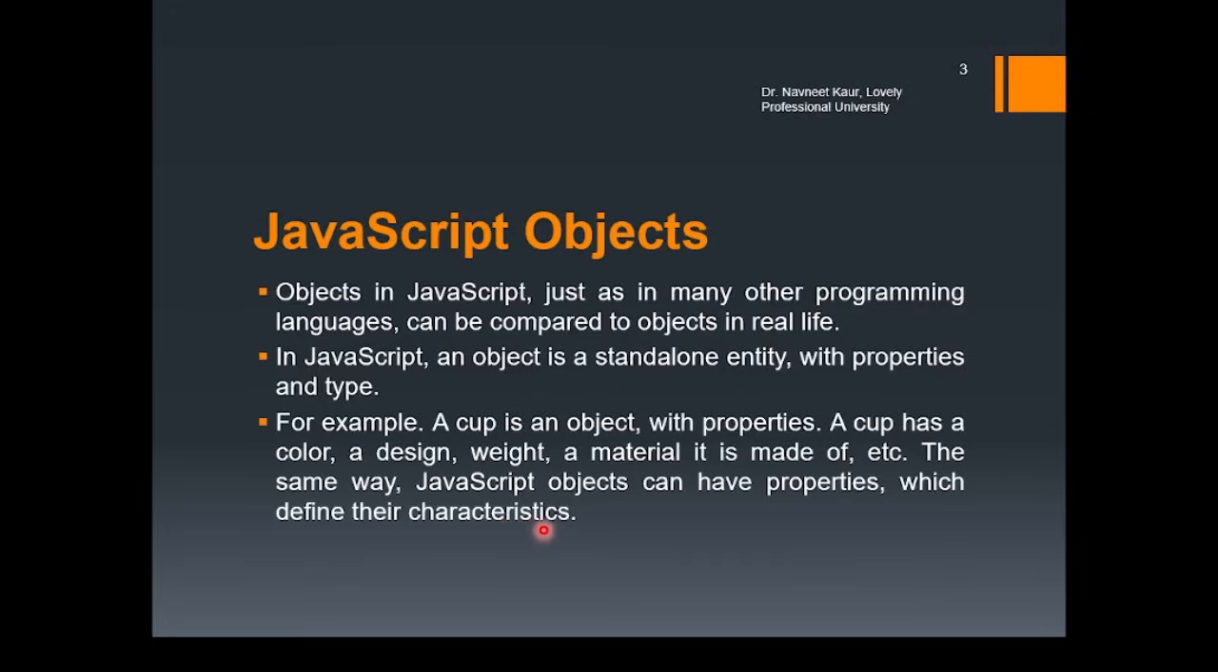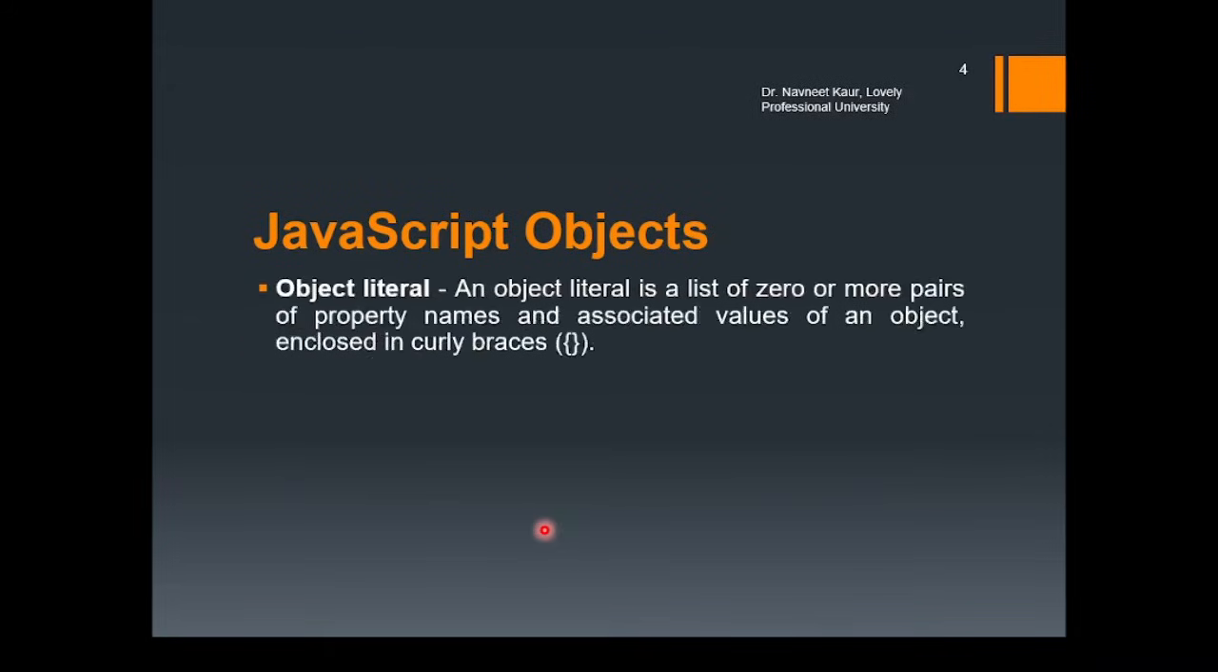But let's have a look now at the different ways to create objects in JavaScript. The first way is an object literal, which is represented by curly braces. An object literal is a list of zero or more pairs of property names and associated values of an object enclosed in curly braces. So what we do while creating an object is give a name to the object, declare the object using the var, let or const keyword, and then enclose the properties within the curly braces. So let's implement a practical now.